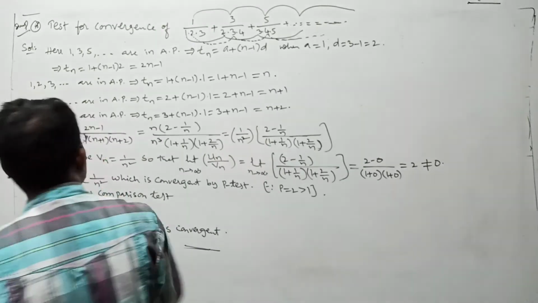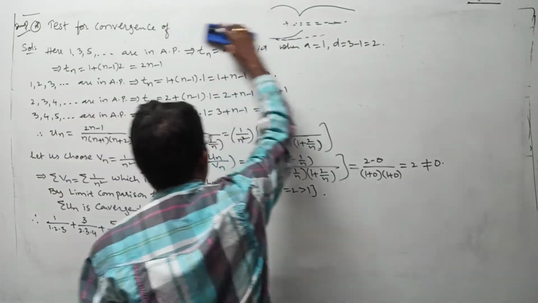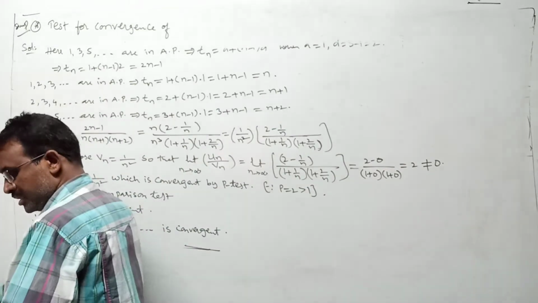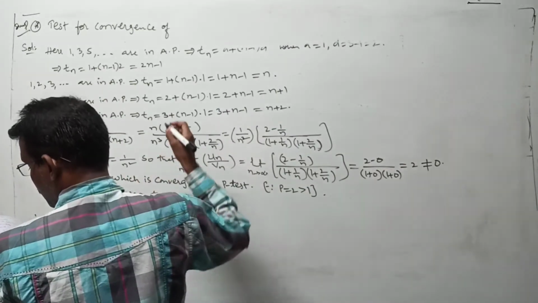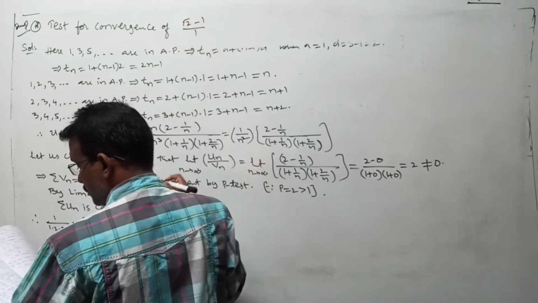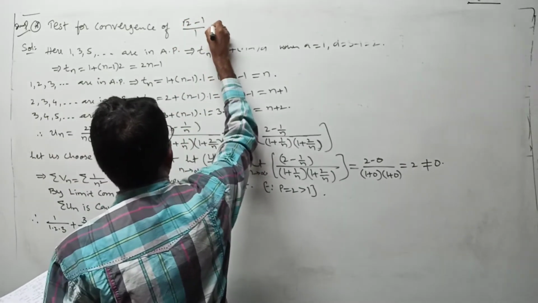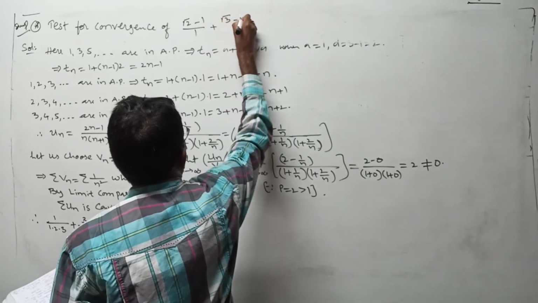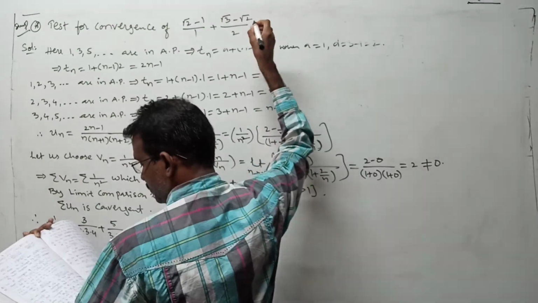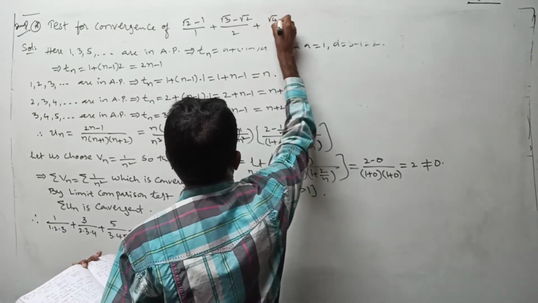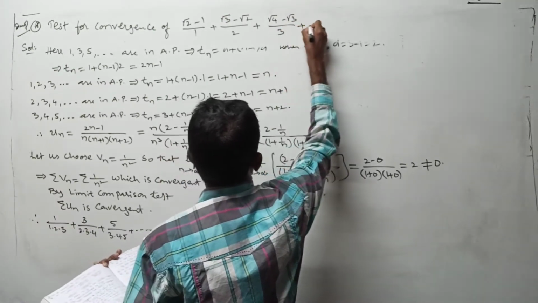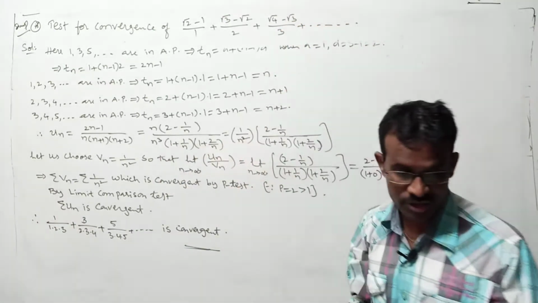Same model, I will do one more question so that you can understand the complete logic. Test for convergence of root 2 minus 1 by 1 plus root 3 minus root 2 by 2 plus root 4 minus root 3 by 3 plus so on. This is your new question.